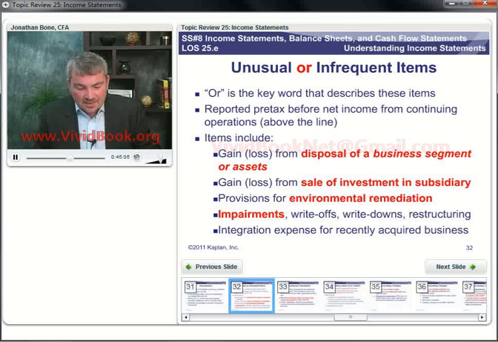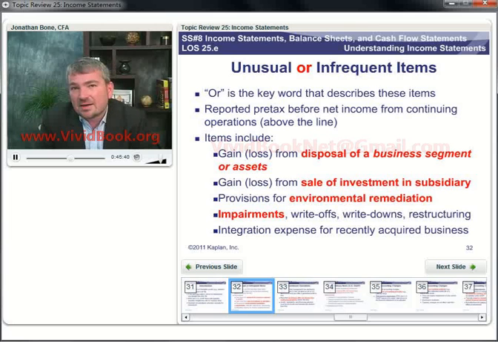Our next LOS asks us to discuss unusual or infrequent items, discontinued operations, extraordinary items, and accounting changes. So let's start off with our unusual or infrequent item. Remember, these are above the line, above the tax line. As a result, they're reported gross, and any tax on these items is included in your provision for income tax. Now, these items have to be unusual or infrequent. So unusual to our day-to-day business operations or very infrequent, but not both.